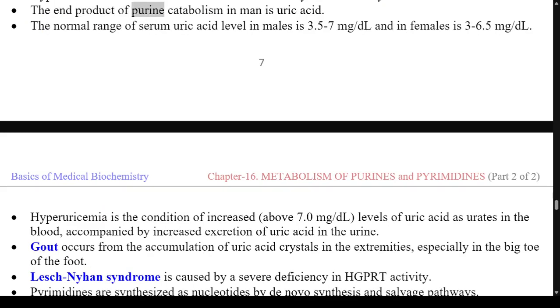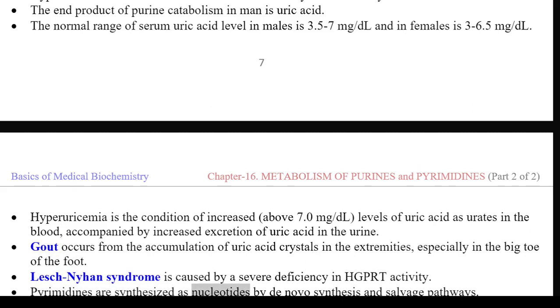The end product of purine catabolism in man is uric acid. The normal range of serum uric acid level in males is 3.5-7 mg/dl and in females is 3-6.5 mg/dl. Hyperuricemia is the condition of increased, above 7.0 mg/dl, levels of uric acid as urates in the blood, accompanied by increased excretion of uric acid in the urine. Gout occurs from the accumulation of uric acid crystals in the extremities, especially in the big toe of the foot. Lesch-Nyhan syndrome is caused by a severe deficiency in HGPRT activity.